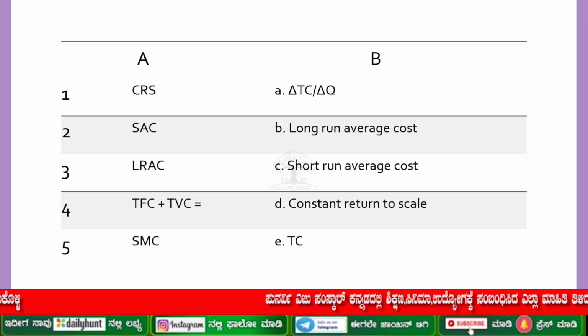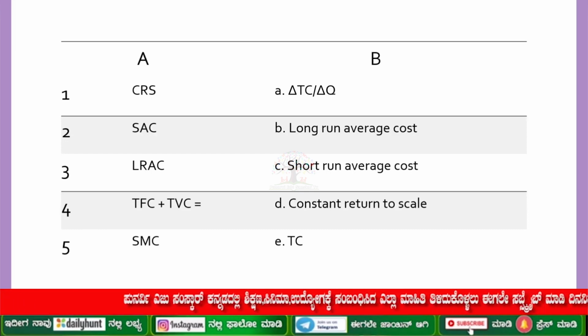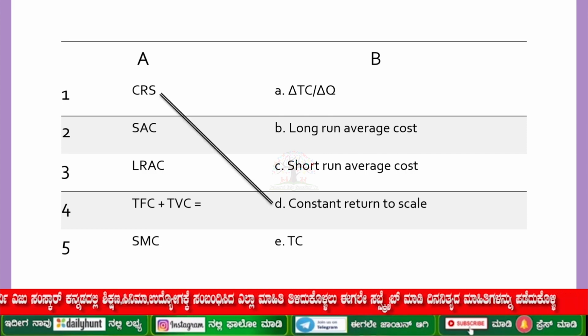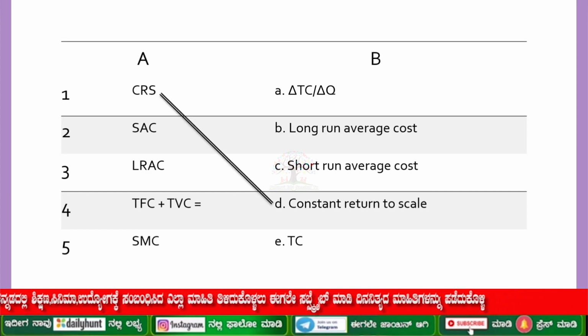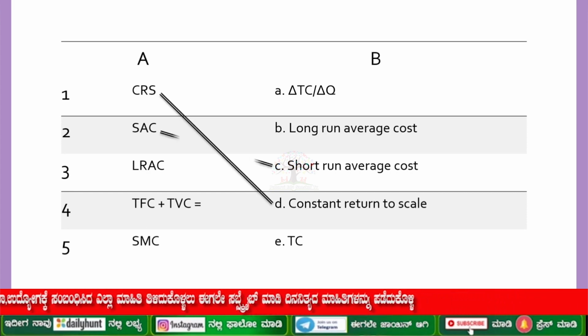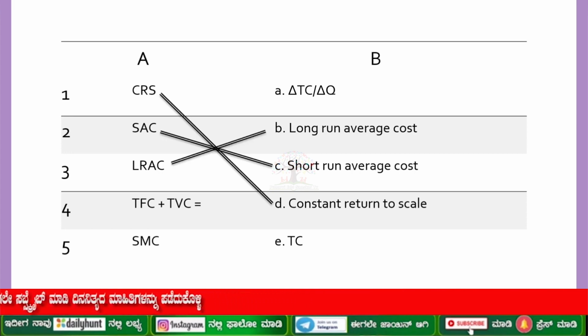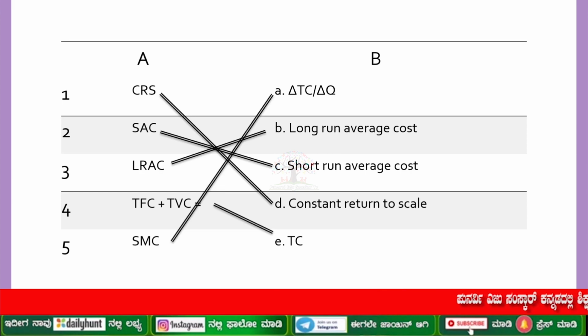Now let us take up one more match the following. The first one is CRS. The expansion for CRS is constant returns to scale. SAC, short run average cost. LRAC, long run average cost. TFC plus TVC is equal to total cost, TC. Then SMC equals delta TC divided by delta Q.